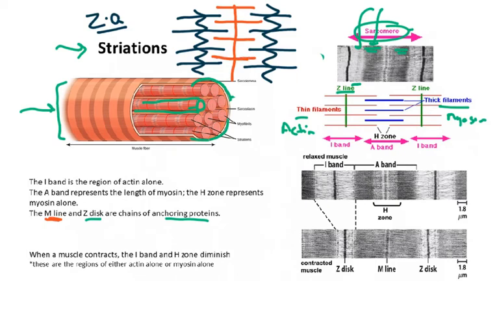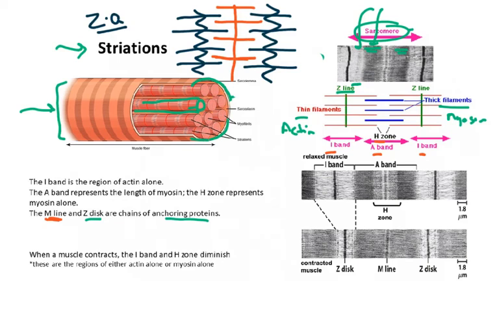There's a lot more details that we're going to fill in on this in the next video as we look at how these contract. But we can see some of these banding patterns, and these bands have names. And so over here you can see, okay, there's something called the I band and the A band, and then here's another I band, and then there's something called an H zone. And these different areas are describing the degree of overlap.